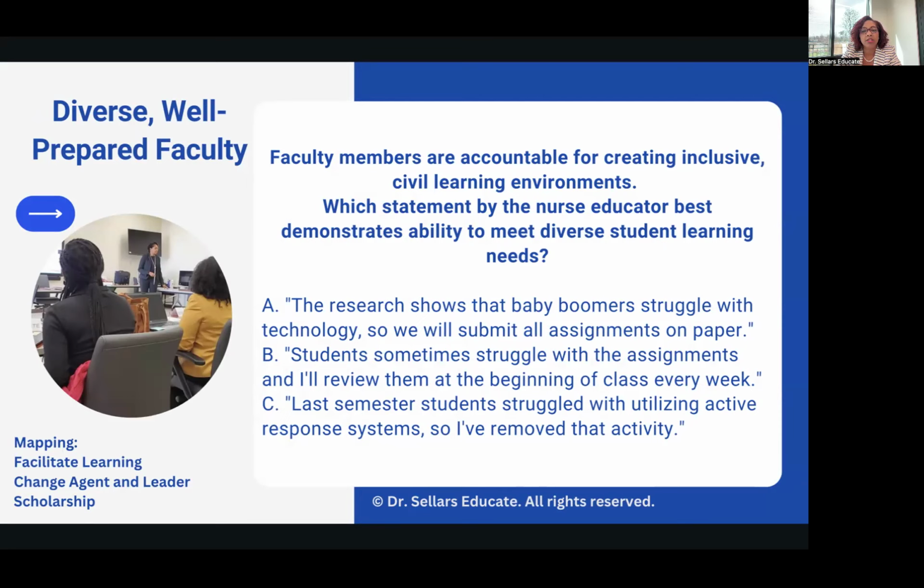We have A, the research shows that baby boomers struggle with technology, so we will submit all assignments on paper. B, students sometimes struggle with the assignments, and I'll review them at the beginning of class every week. Or C, last semester, students struggled with utilizing active response systems, so I removed that activity.